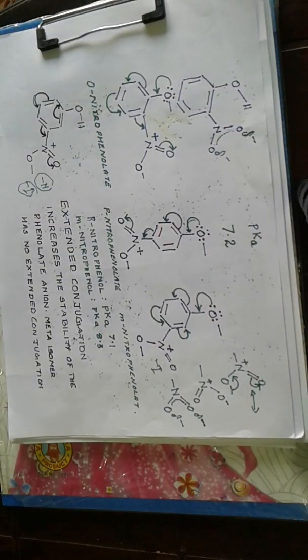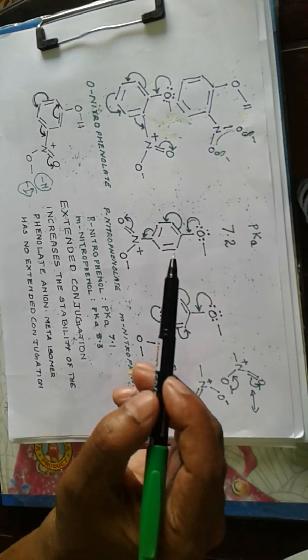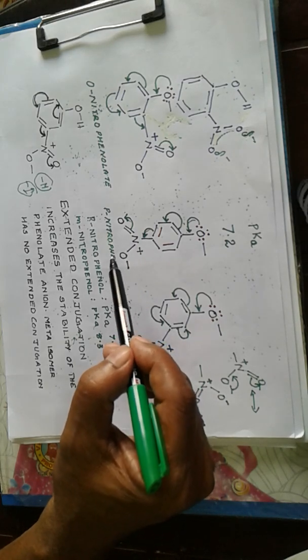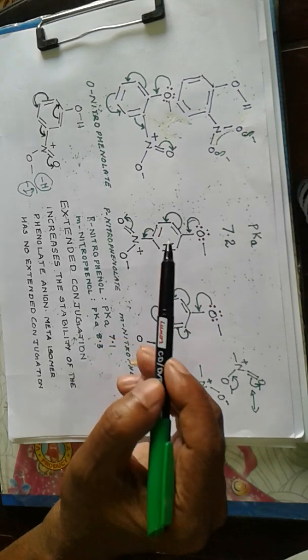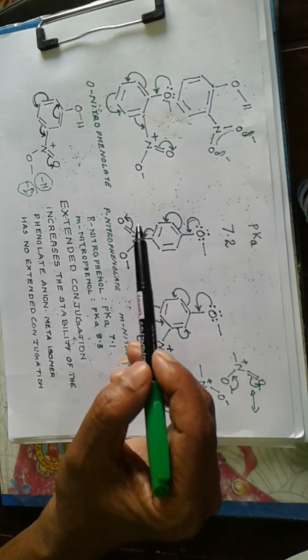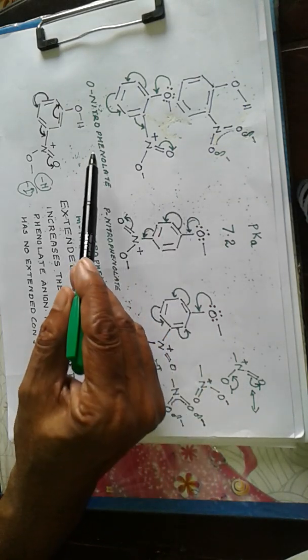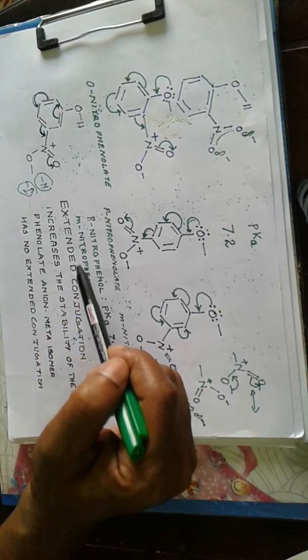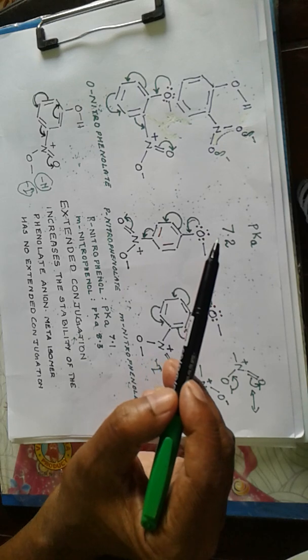Now, the acidity of nitrophenols. That's a question regarding the acidity of various nitrophenols. So we have three isomers, that is ortho-nitrophenol, para-nitrophenol and meta-nitrophenol. Now phenol is acidic.